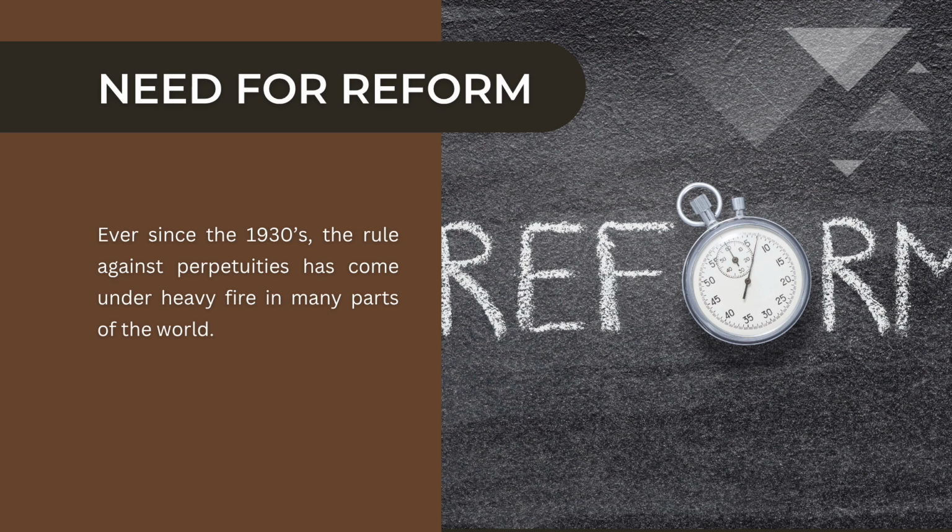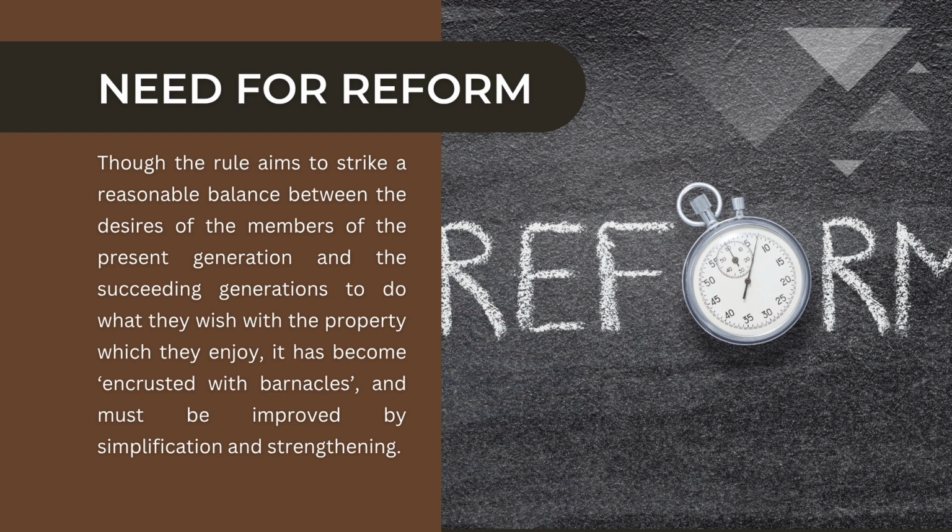What are the needs for reform in rule against perpetuity? Since 1930s, the rule against perpetuity has come under heavy fire in many parts of the world. Now, the rule aims to strike a reasonable balance between the desires of the members of the present generation and the succeeding generations to do what they wish with the property which they enjoy. It has become encrusted with barnacles and must be improved by simplification and strengthening.